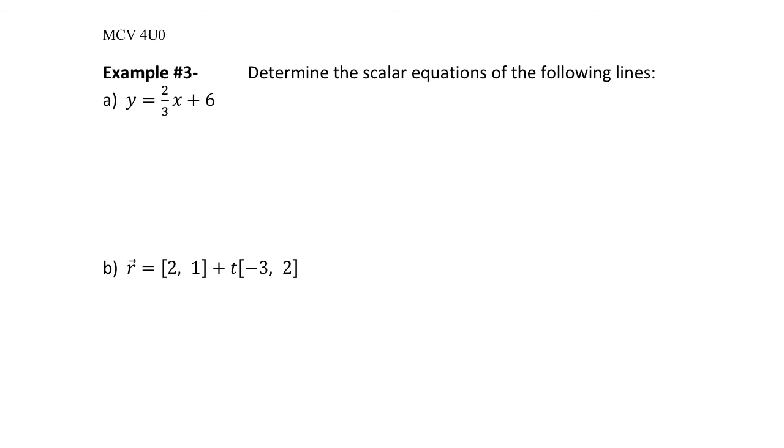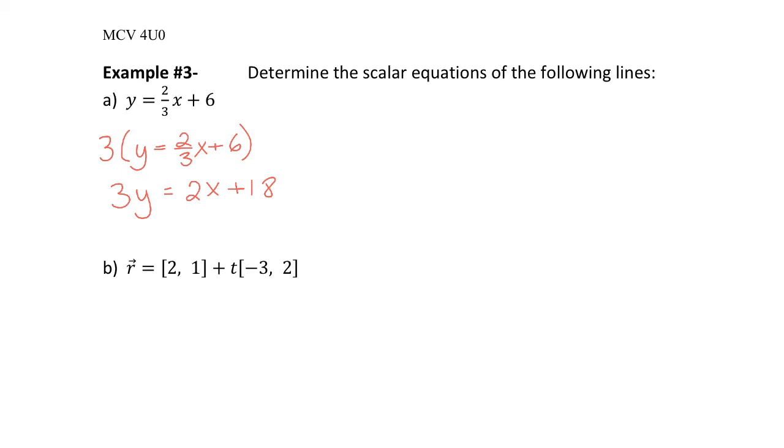Okay, so here we are at example 3. We're going to find the scalar equations of the following lines. This first one looks very much like an equation of a line that you would have had in grade 9. First of all, we want to not have any fractions. So I'm going to go ahead and multiply this whole equation by 3. Really, we should say multiply both sides, but that's okay. So I get 3y is equal to 2x plus 18.